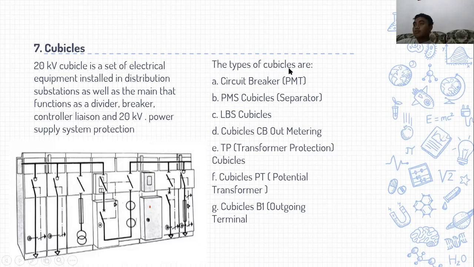The types of cubicle are: A is circuit breaker or PMT, B PMS cubicle separators, C LBS cubicle, D cubicle CB outgoing metering, E type transformers protection cubicle, F cubicle PT or potential transformers, and G cubicle outgoing terminal.